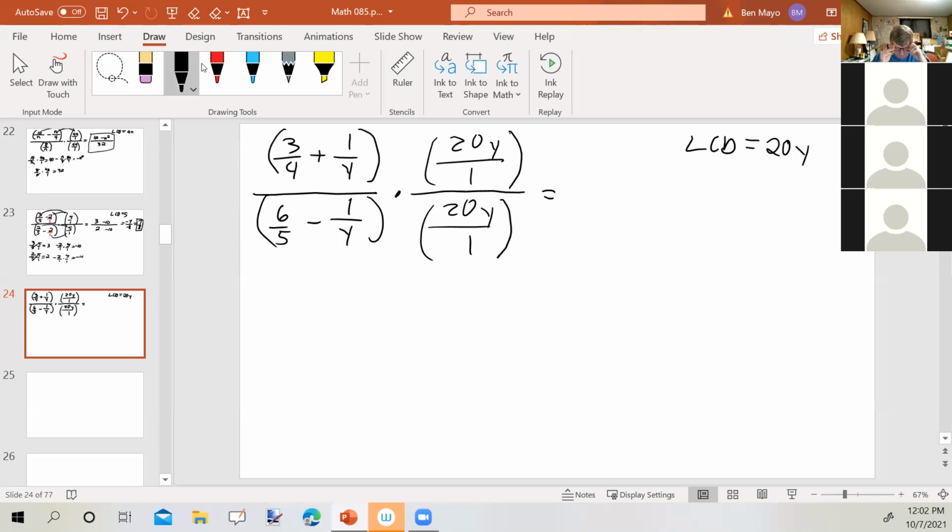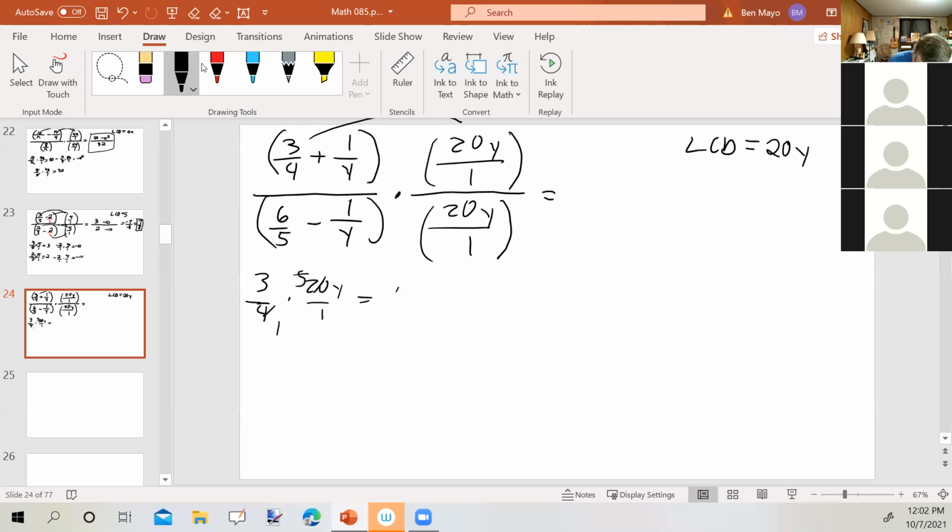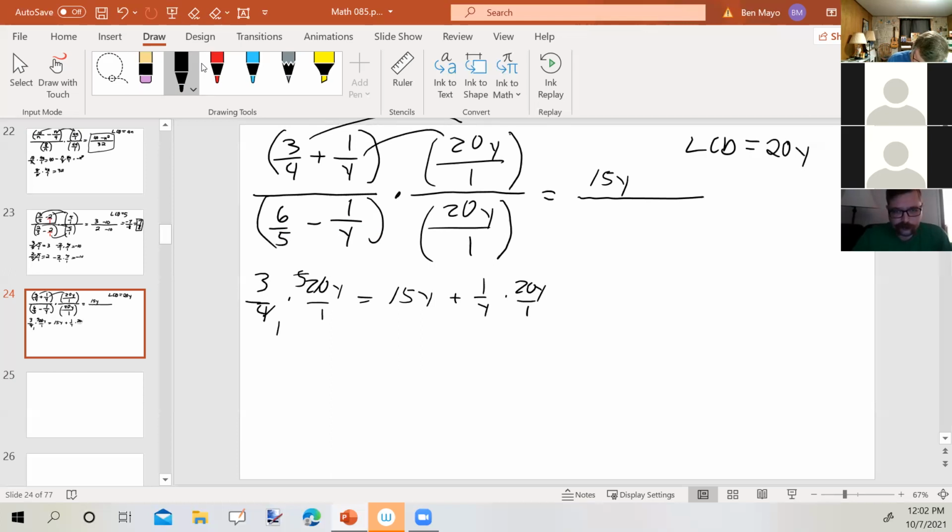Okay. Now, I have 3/4 times 20y over 1. The 20 over 4 reduces to 5 over 1, so I have 15y. Okay. 1 over y times 20y over 1. The y is reduced, and I have plus 20.